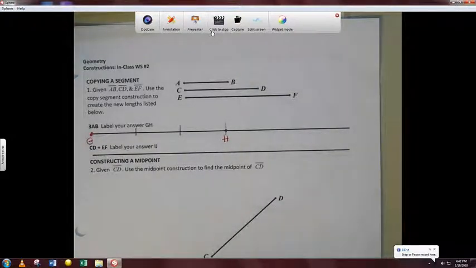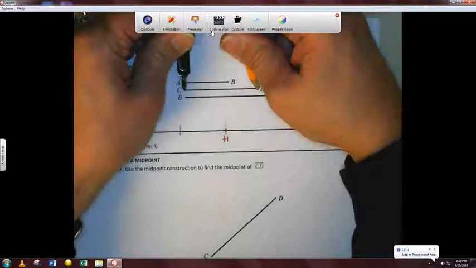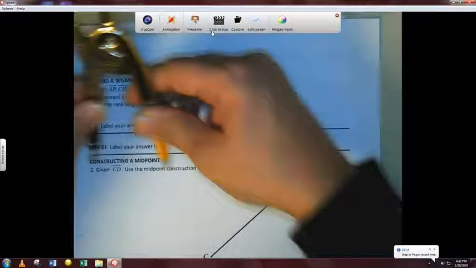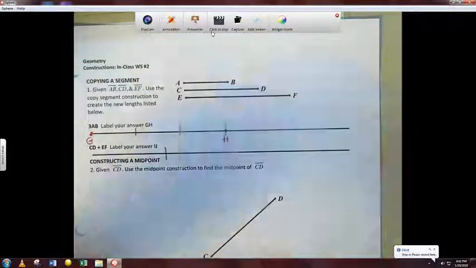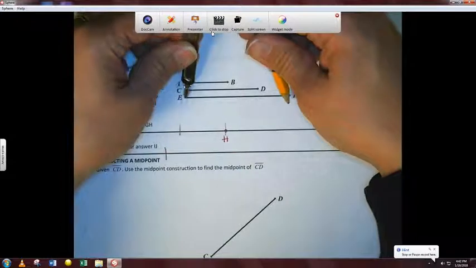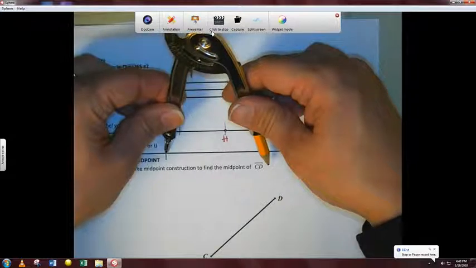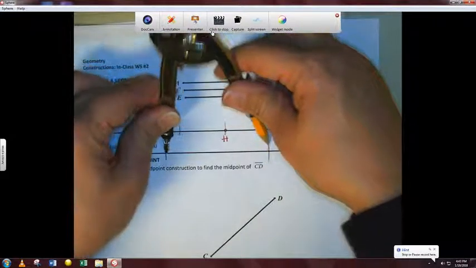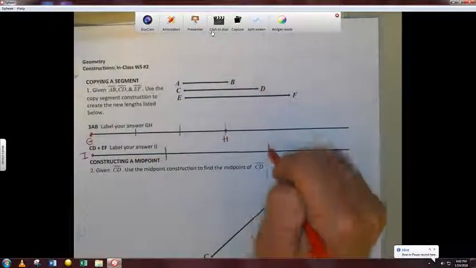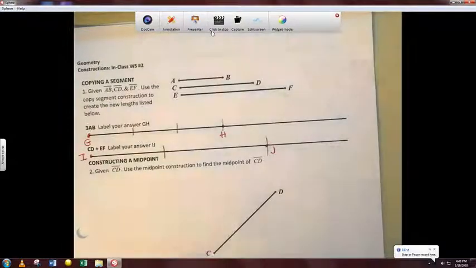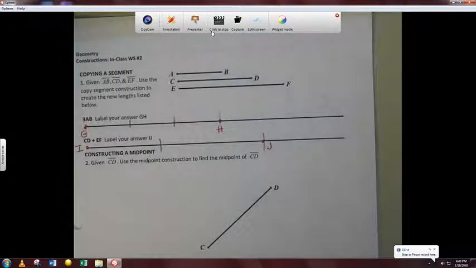The next one is CD plus EF. So we measure CD, put our compass point at the end of the line, swing an arc, and then I need to add on EF. Put my compass point where I ended the last one and swing an arc. And this then will be my final answer, which is IJ. So that's adding or multiplying segments, and you can combine the two concepts as well.